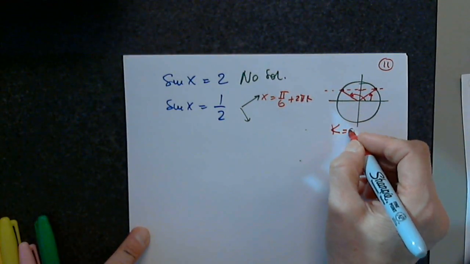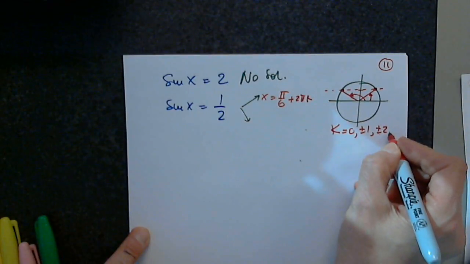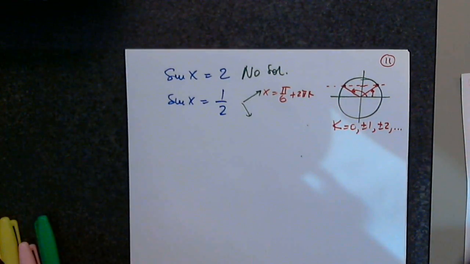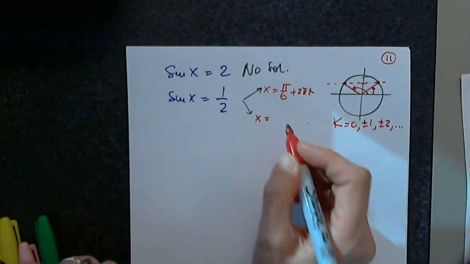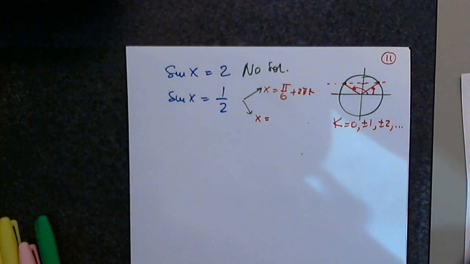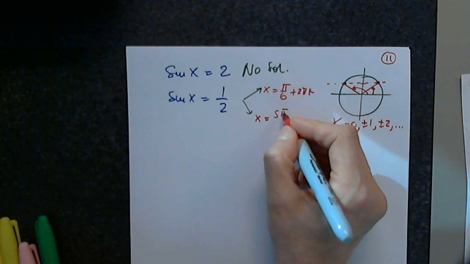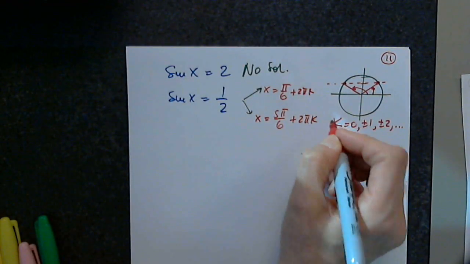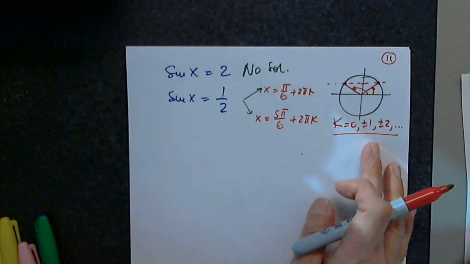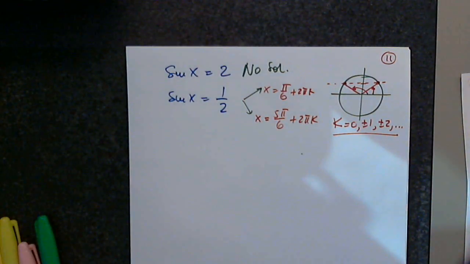Indeed, the first one is pi/6 plus 2 pi k because the period of sine is 2 pi, where k is 0, plus or minus 1, plus or minus 2, and so on. And then the other one is 5 pi over 6 plus 2 pi k. Perfect. You don't have to write it twice. Once you write what k is, you don't have to repeat it. Just once. Very good.